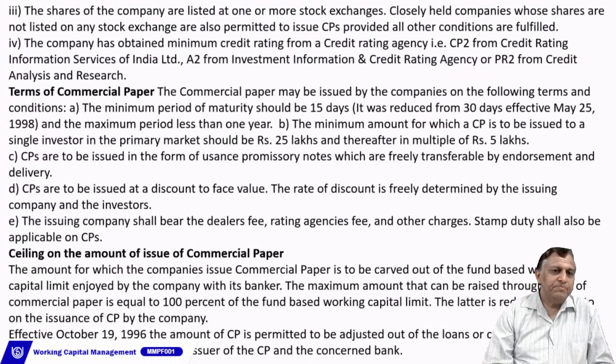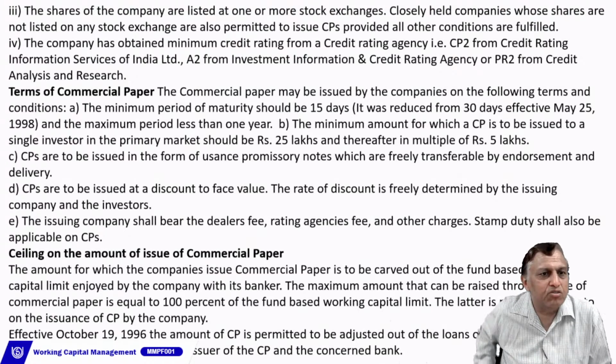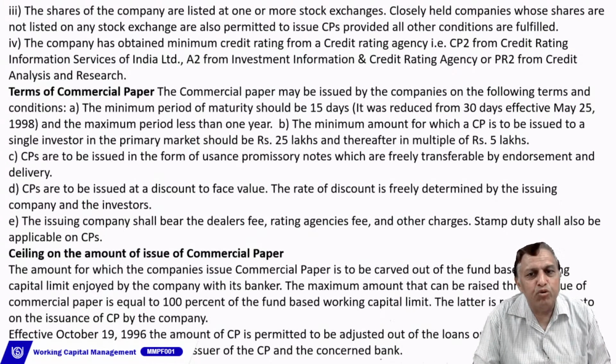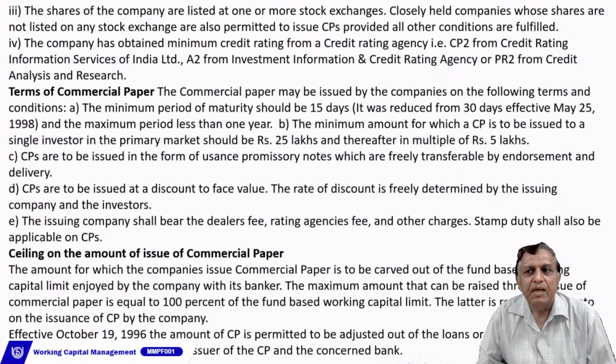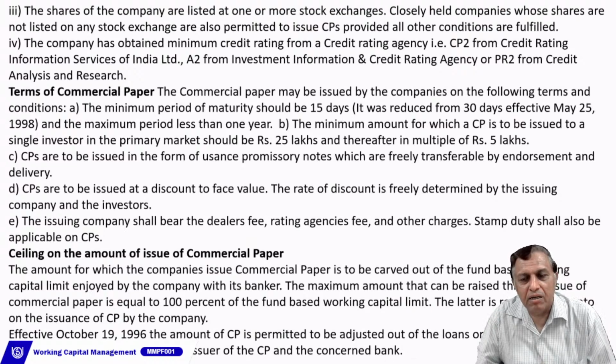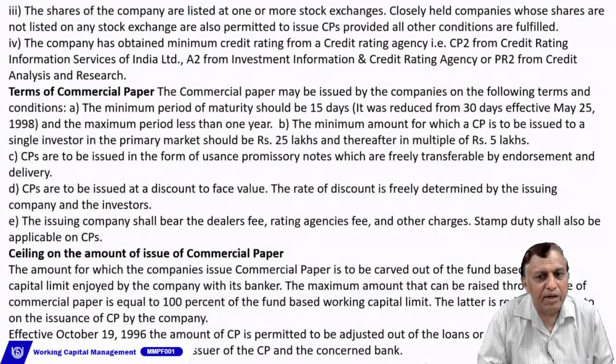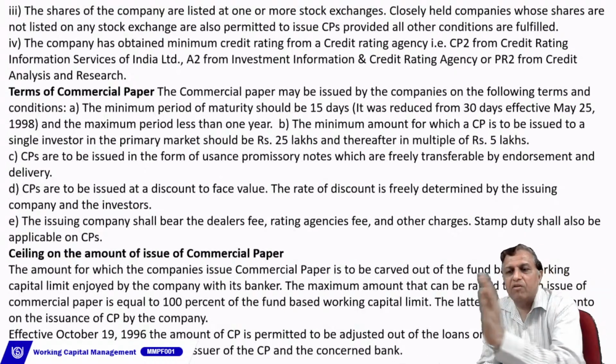Terms of commercial papers. The commercial paper may be issued by the companies on the following terms and conditions. One, the minimum period of maturity should be 15 days. It was reduced from 30 days, effective May 25, 1998. And the maximum period is less than 1 year. The minimum amount for which a CP is to be issued to a single investor in the primary market should be rupees 25 lakh or thereafter in multiples of 5 lakh. So the first single investor is 25 lakh and thereafter it is in multiples of 5 lakh.